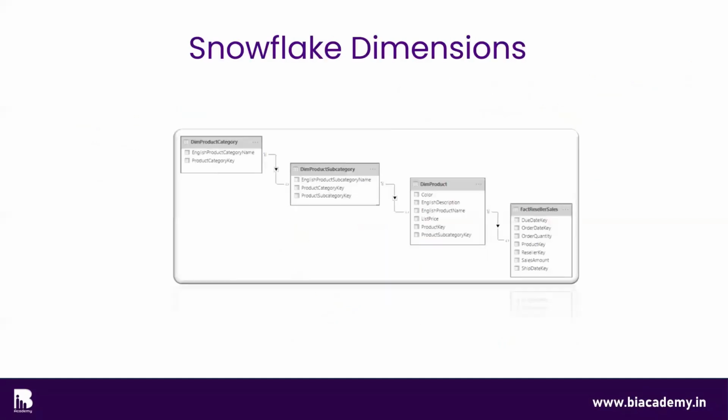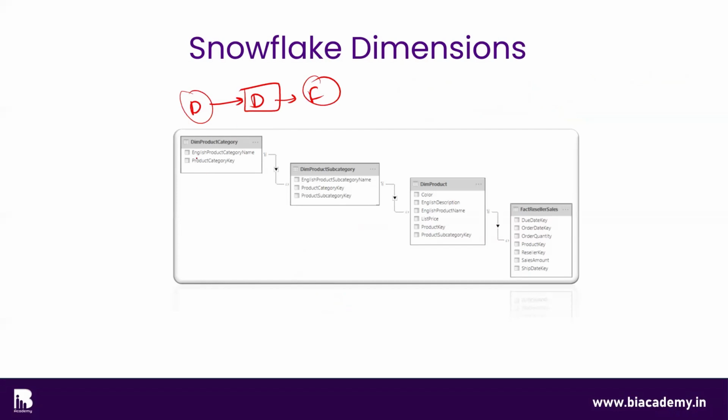Let's see the next one, that is Snowflake schema. What is Snowflake schema? Snowflake schema is something where your dimension table is connected with a second dimension table, and that dimension table is connected to the fact table. That means this dimension table is connected to the fact table via another dimension table. That is called Snowflake schema.